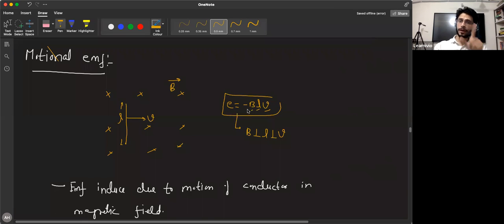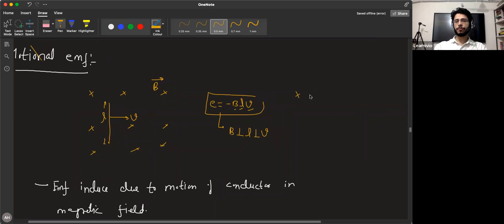If they are not perpendicular, you can have this case also. This is the magnetic field. This is length L. And the velocity of the conductor is making an angle theta with the length. So here velocity is not perpendicular to length, so the whole velocity will not contribute to the induced EMF. What you can do is take the components of velocity. One component is V cos theta, another is V sine theta, and call this V sine theta as V perpendicular. So this V sine theta is responsible for the induced EMF.